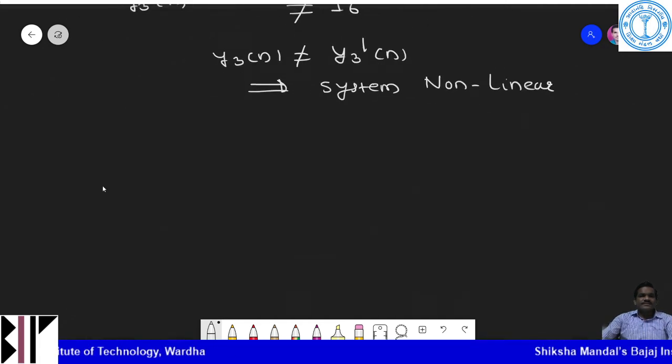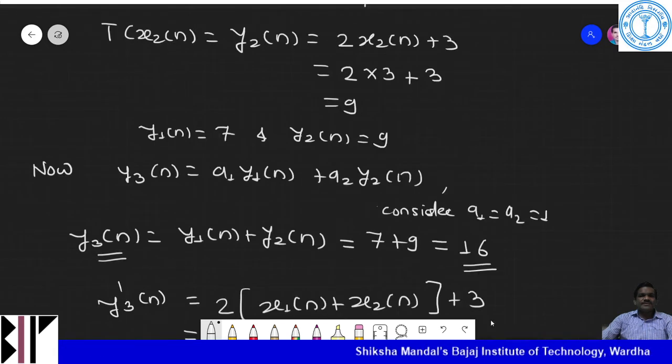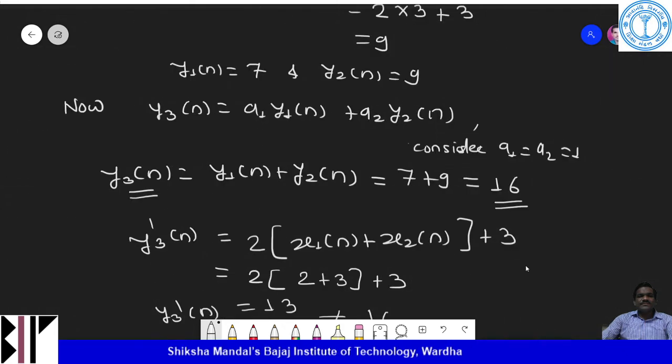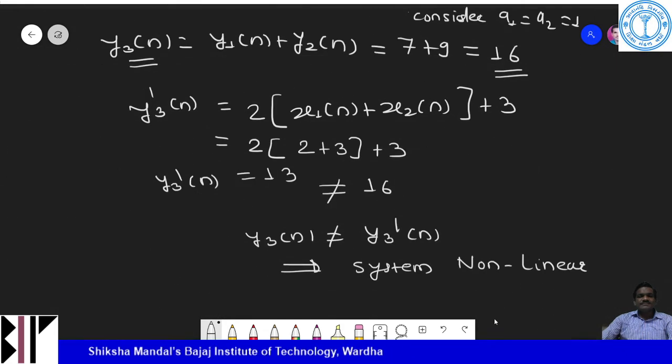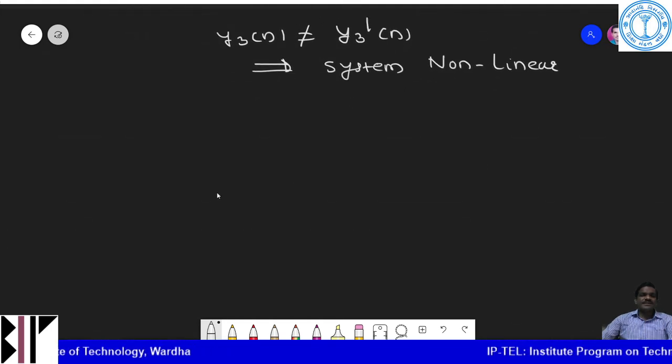Okay, so we have seen the additivity property. The system should follow the additivity property, and only then do we say that the system is linear. If it does not follow the additivity property, then we say that the system is non-linear.